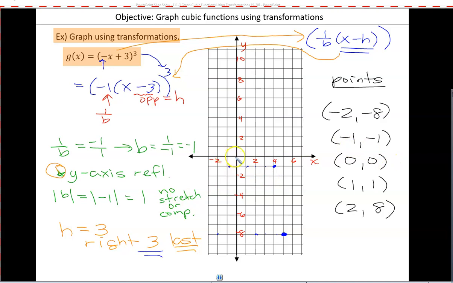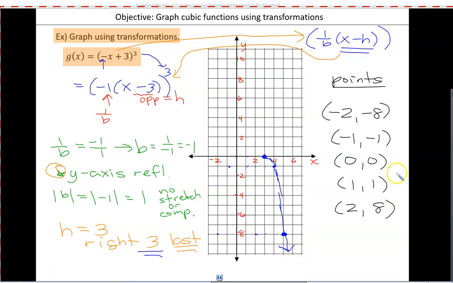Then I have 0, 0. The reflection doesn't affect it because anything times 0 is 0, but it does still move right 3: 1, 2, 3. Now that's my middle point. Here's another tricky thing. When you have these reflections, now your low point is over here on the right, which means that this side is actually your arch side, and doing the arch down to that last point.